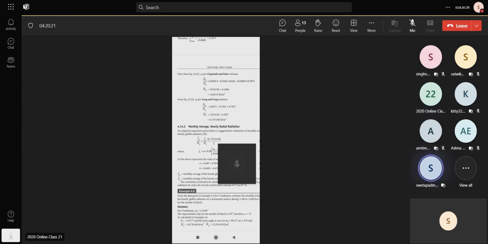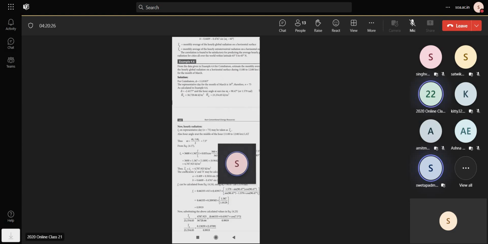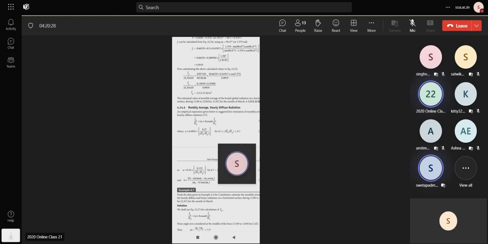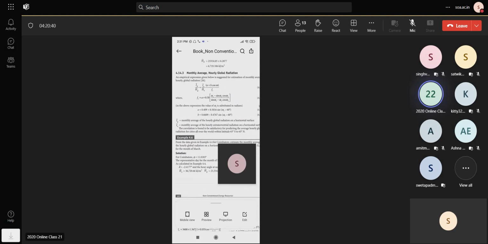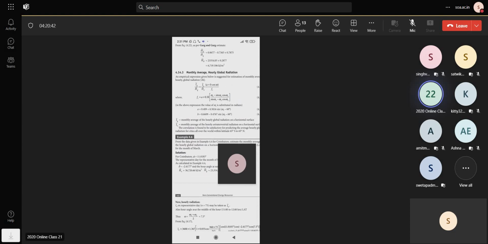Sir, the answer is 3193.370. हाँ, IG bar का इतना ही आया है, value. So 3131.22 kJ per meter square. ठीक है, तो इसका ये है मंथली एवरेज आवरली ग्लोबल रेडिएशन. मतलब पूरा मार्च मंथ का 11 to 12 o'clock, what is the global radiation in Coimbatore location situated in this much latitude? This is the answer.